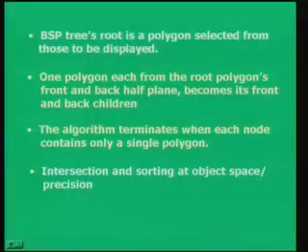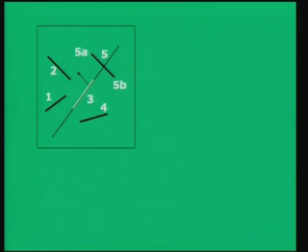So, you can visualize that the average case for a BSP tree can have log n complexity, whereas in the worst case you can actually go to n, we will see that. Intersection and sorting is at object space precision. Let us take an example now.